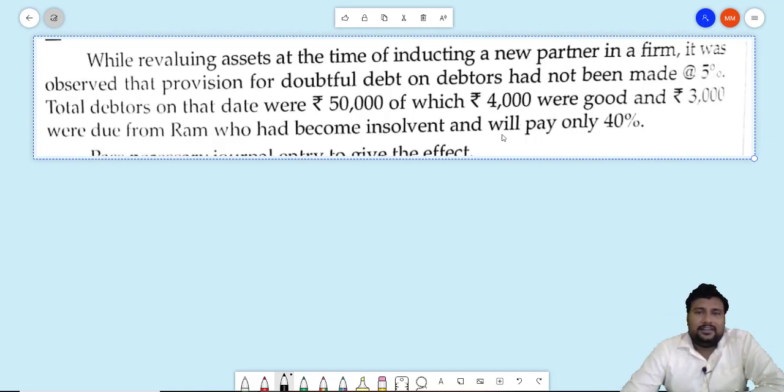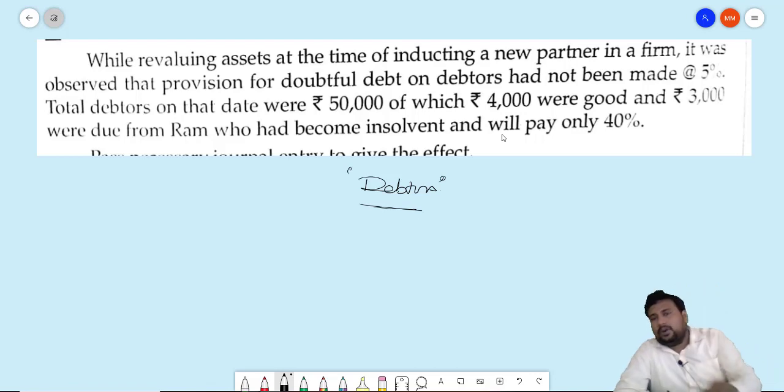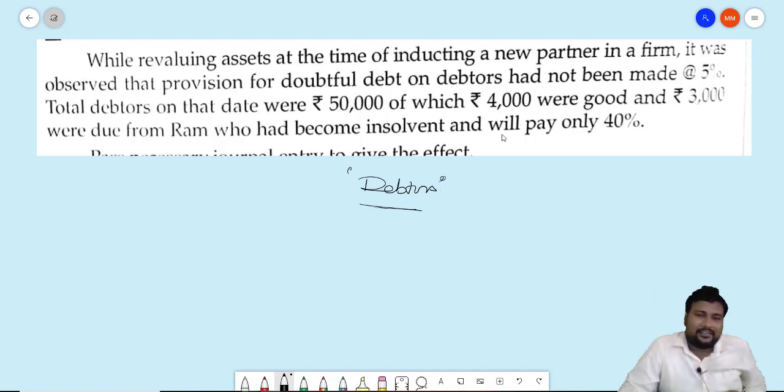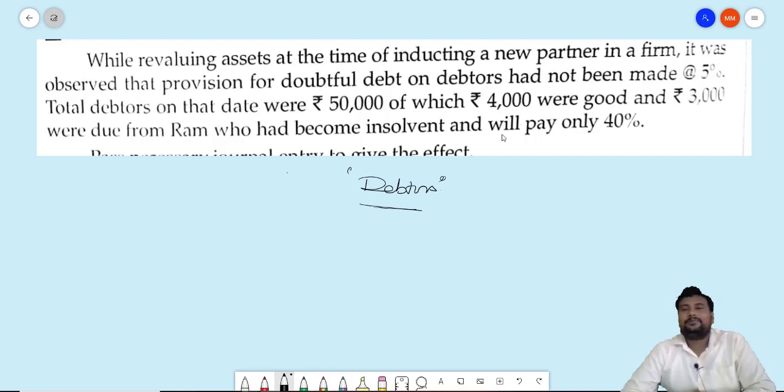So here, the term debtors: do you know the meaning of this word? Let me know your answer in the comment box. I know it is a very, very simple question I'm asking you: what is the meaning of debtors? In class 11th, we heard this word debtors a number of times. Tell me, who is a debtor? Quick, in the comment box, please.